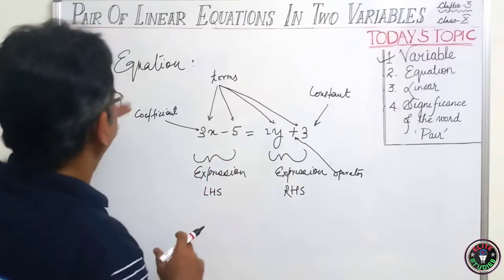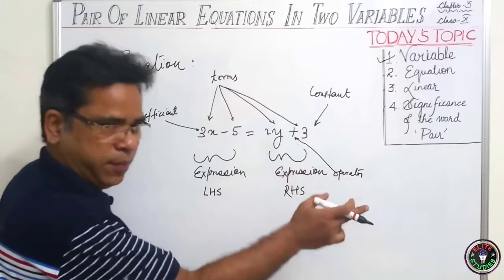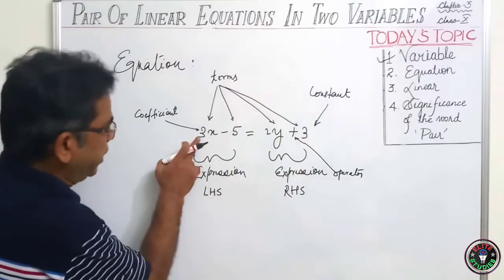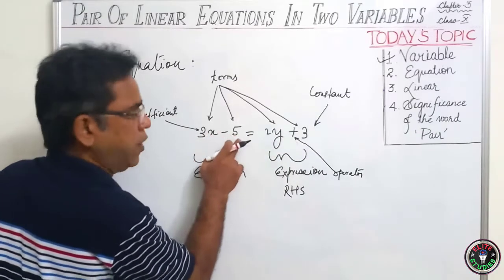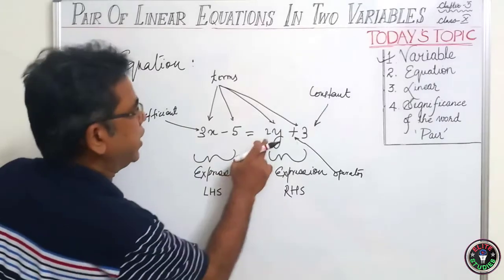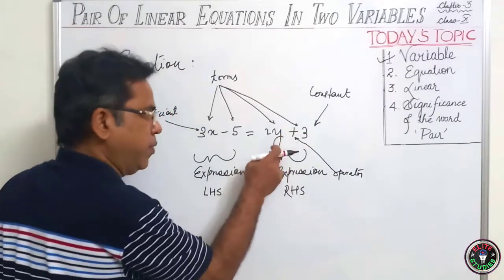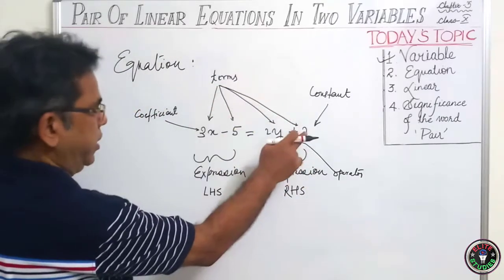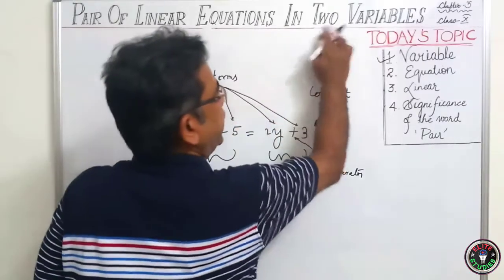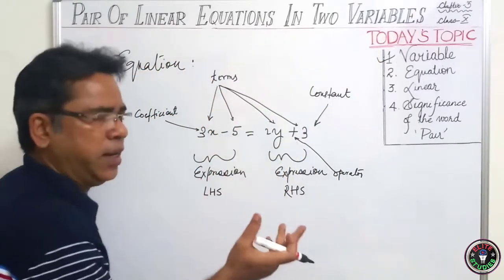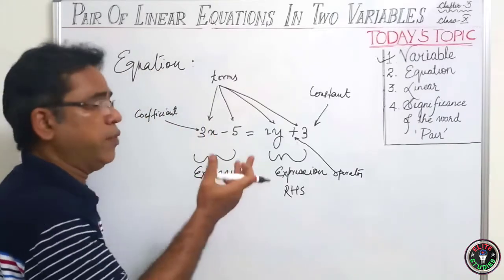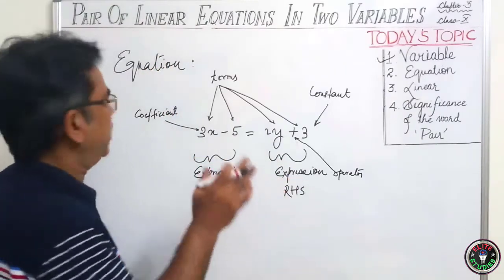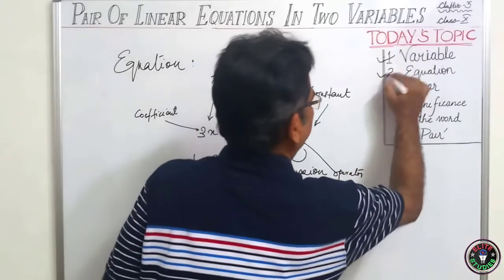So, I will again repeat. Equation is nothing but a mathematical statement consisting of an equal to sign between two mathematical expressions. So here 3 is the coefficient of x, minus 5 is the constant term of the left hand side, whereas in the right hand side 2 is the coefficient of y, y is the variable, and 3 is another constant. So in this equation there are two variables. Similarly, there may be an equation of variable 1, it may be an equation of variable 2, variable 3. So I hope this point is also clear. So we are finished with this part also.